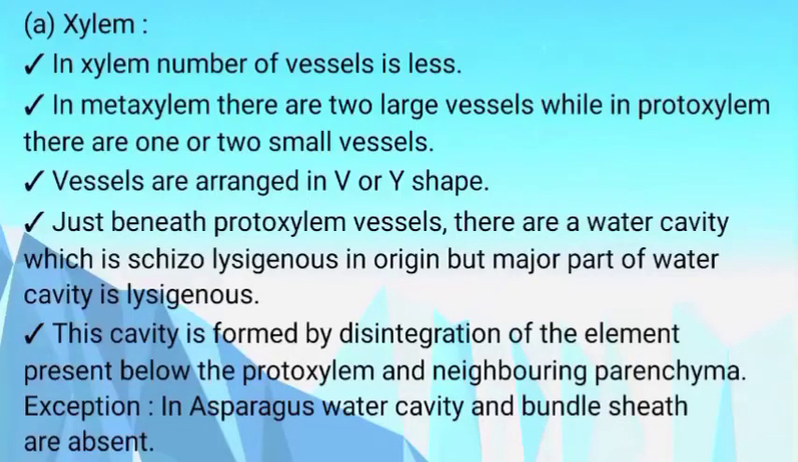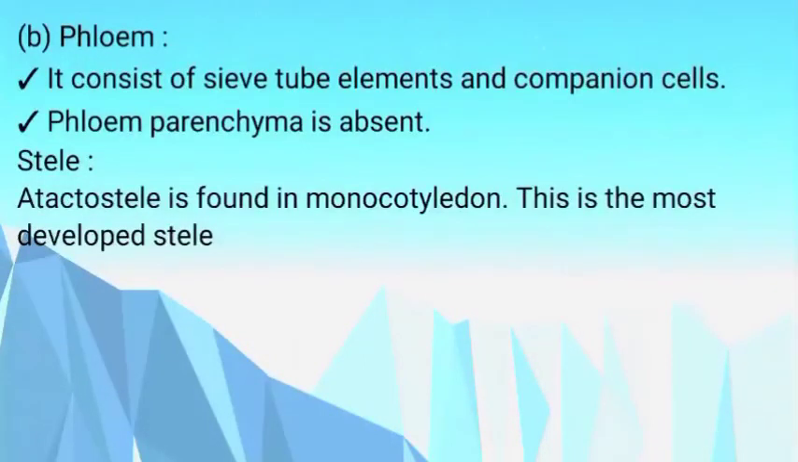Just beneath the protoxylem vessels, there is a water cavity which is schizolysigenous in origin, but the major part of the water cavity is lysigenous in origin. This cavity is formed by disintegration of the elements present below the protoxylem and neighboring parenchyma cells. Exception: there is no water cavity and bundle sheath in the plant called asparagus. The next one is phloem. Phloem consists of sieve tube elements and companion cells, but phloem parenchyma is absent.